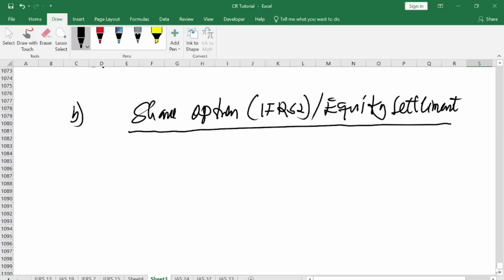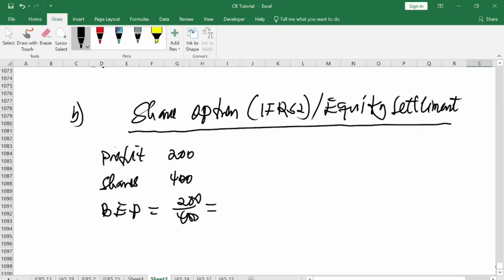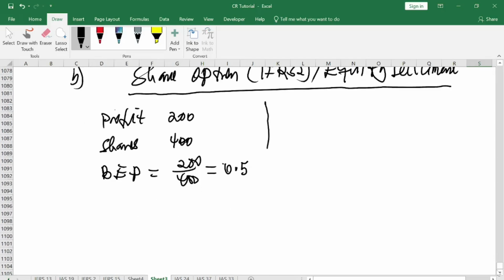Because, as an example, if you have a profit of 200 and you have 400 shares, your basic earning per share will be your profit over your shares. So here, what will be your basic earning per share? That will be 0.5. Okay, so now maybe along the line, the company says, let us give our employees shares. So when we give them shares, maybe a share option of 40 shares. So at the end of the day, what will this one do?